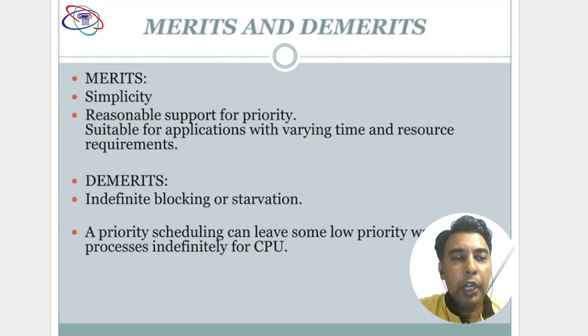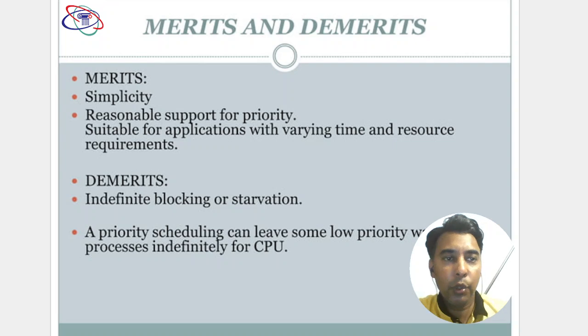So what are the advantages and disadvantages of the priority scheduling algorithm? The advantage of priority scheduling algorithms is that it is quite simple because a simple integer is associated with the processes, so it is very easy to pick a process from the set of processes. The highest priority or the highest integer can be picked for execution first. The second advantage is that it is reasonable to support priority, suitable for applications with varying time and resource requirements.